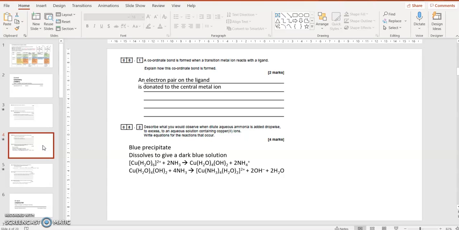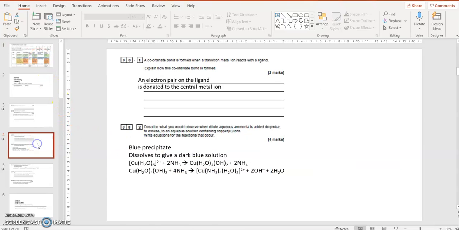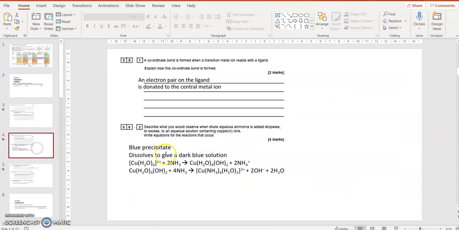Describe what you observe when dilute ammonia is added dropwise. So you've got to know this table. So ammonia dropwise to copper. So [Cu(H2O)6]2+. When you add ammonia, first of all, you get the hydroxide, because NH3 forms ammonium hydroxide, NH4OH. So it always forms the hydroxide first. So you're going to get a blue precipitate.